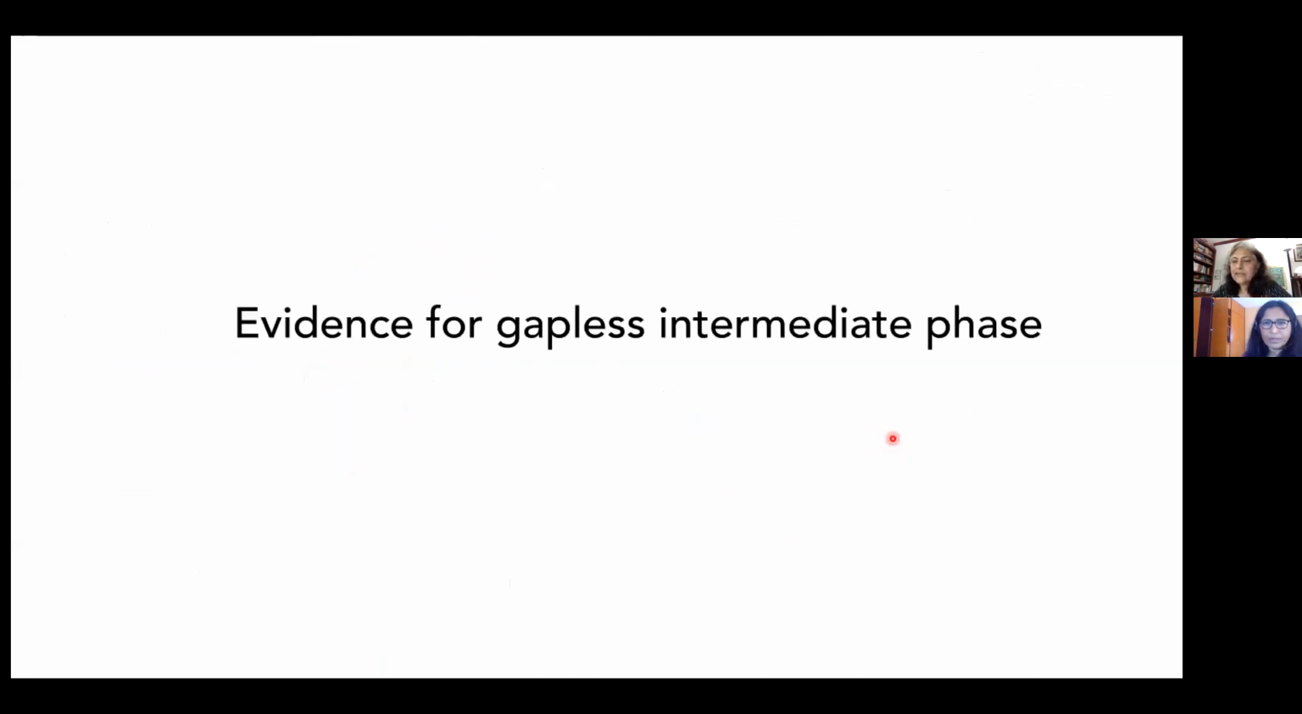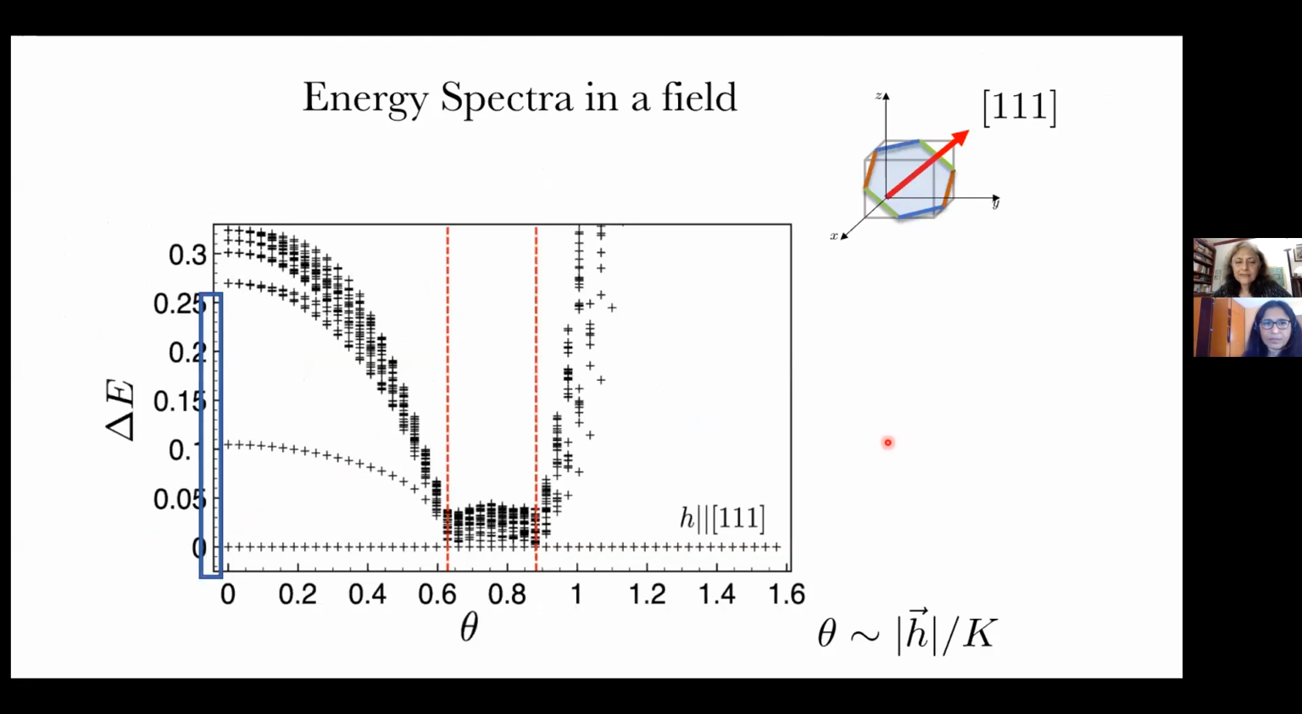Now comes the next question: what is the nature of that intermediate phase? And for that, we look at the excitation spectrum. And what you see here, the x-axis is field in units of the Kitaev constant. At 0 field, we had that Majorana gapless spectrum. And on a finite system, there is always going to be some small gaps.